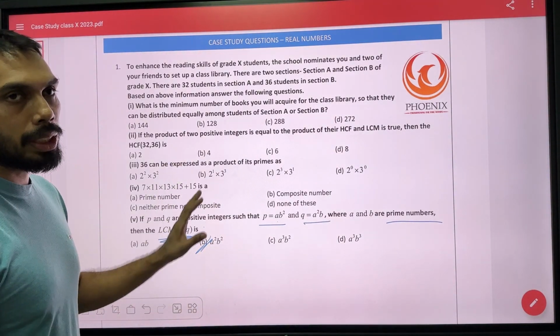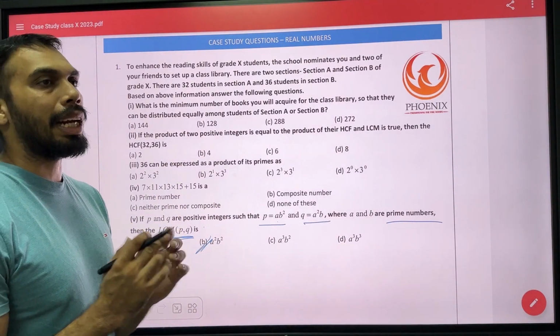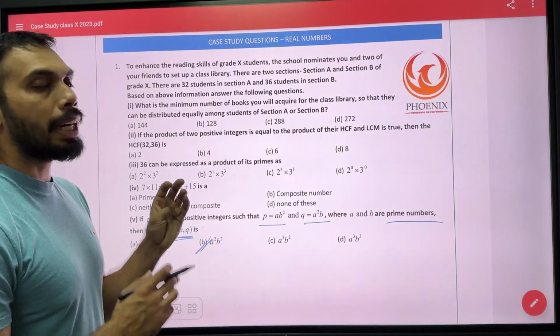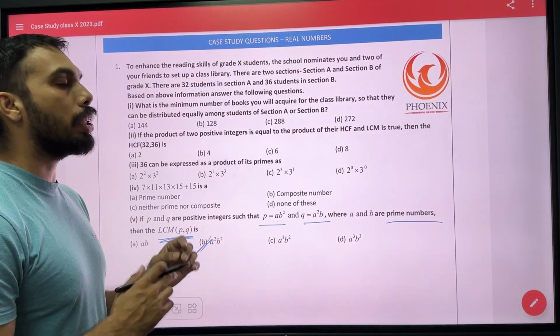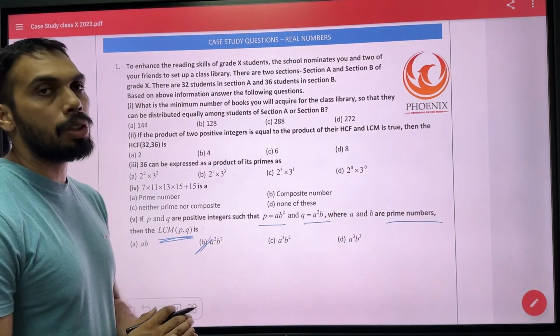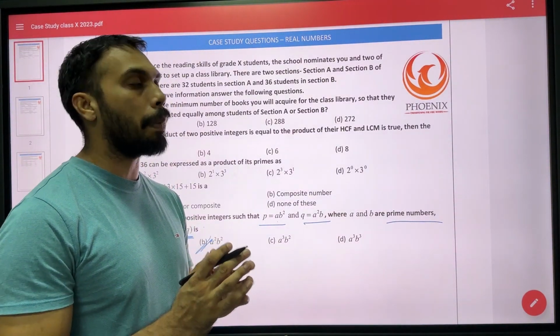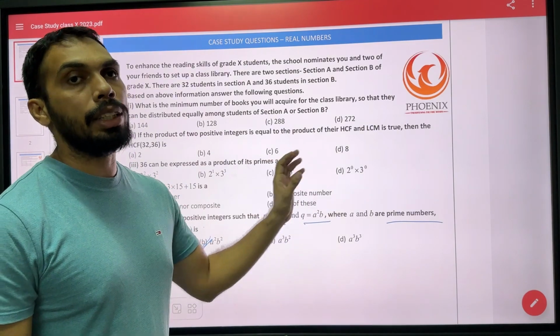Okay, so I hope this first case study gives you a glimpse of the whole chapter: that if you have to pick HCF and LCM under the prime factorization part, then for HCF you have to pick the lowest powers, and for LCM the highest powers of the prime numbers.